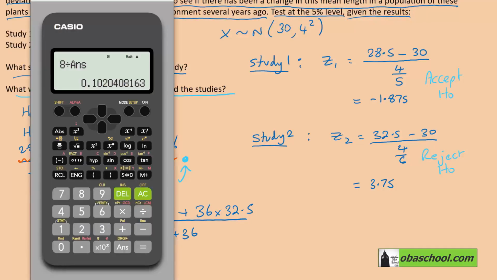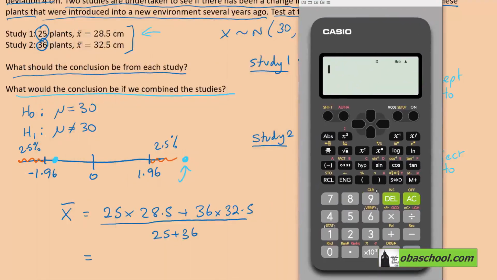So let's calculate that. So 25 times 28.5, add 36 times 32.5, divided by 25 add 36, gives me 30.86.